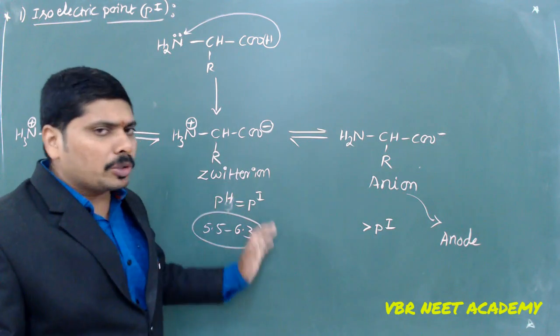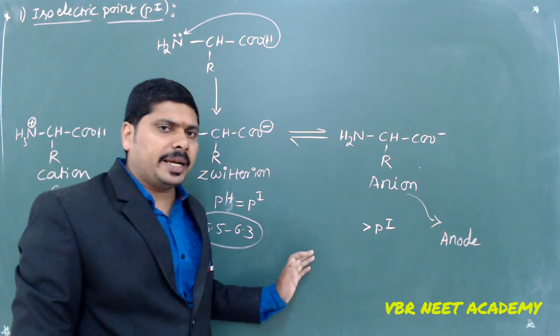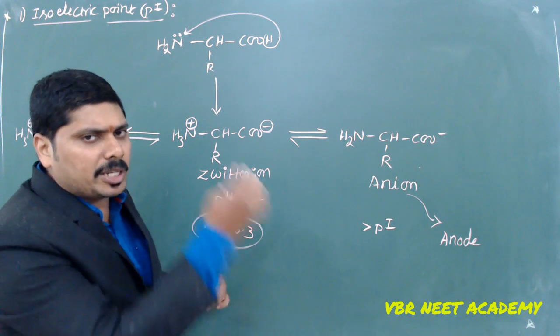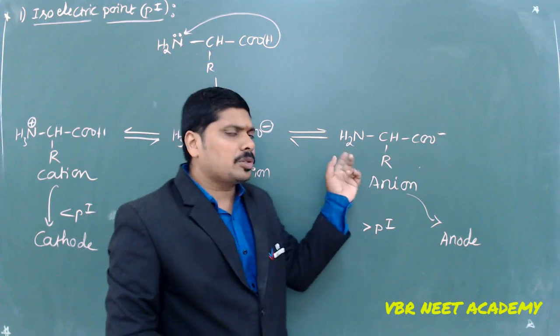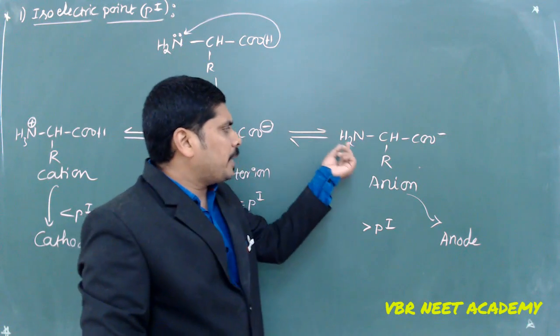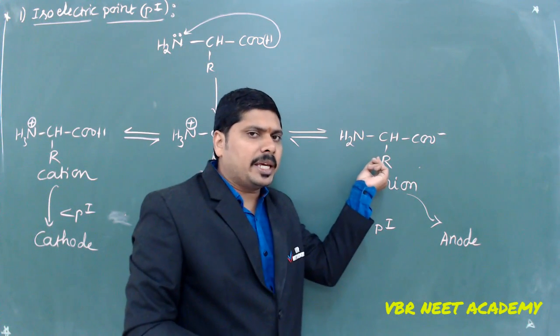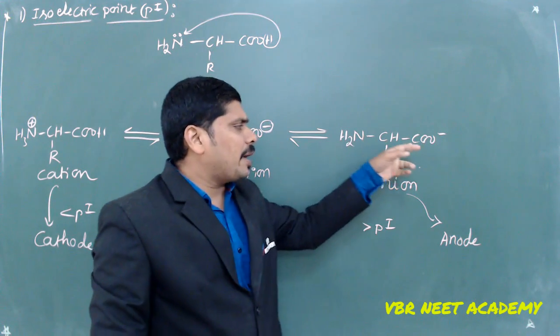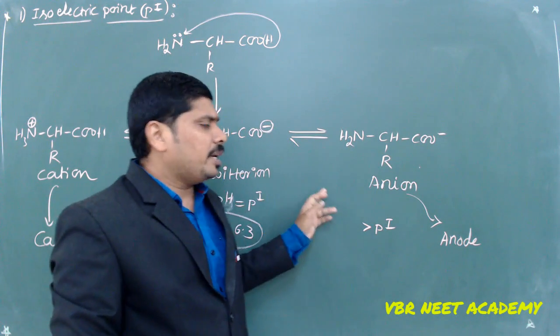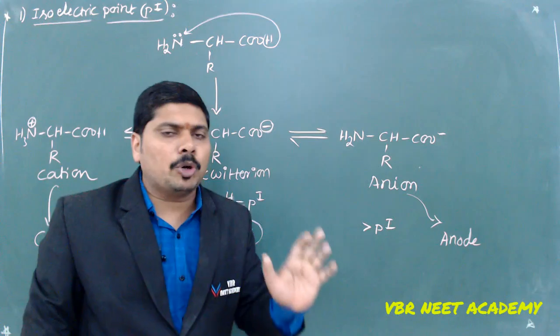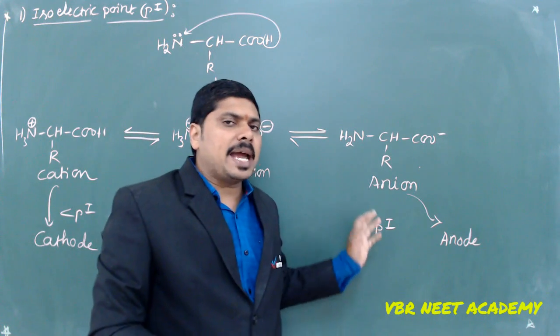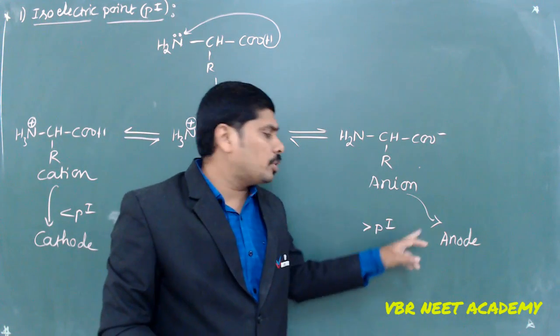If the pH maintained is above the Pi, it is a basic pH, which has OH minus. That OH minus is going to take up the H plus from the NH3 plus, and now we have an anion. That's why, when the pH is above the Pi, the amino acid acts as an anion, and that's why it moves towards the anode.